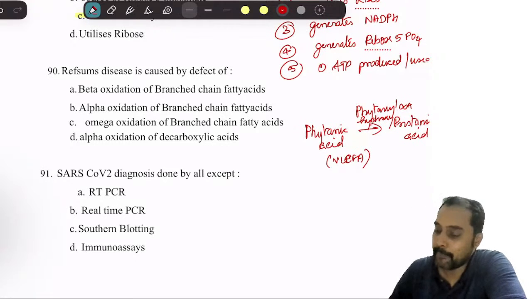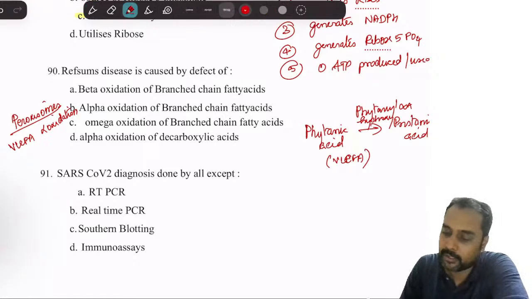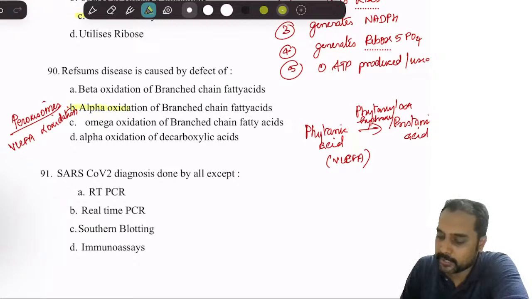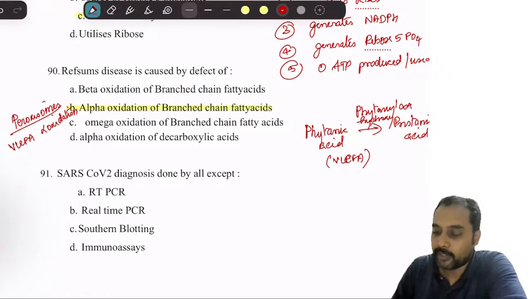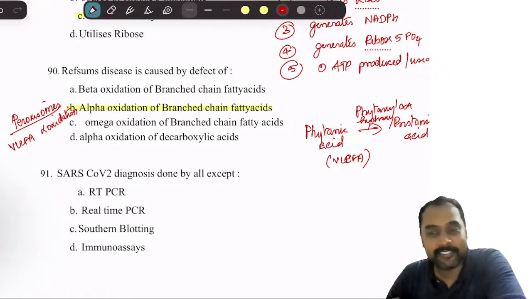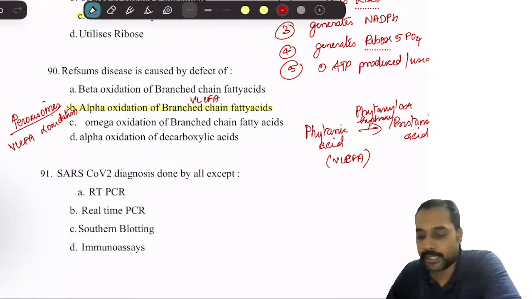Now all this is happening where? It is happening in the peroxisomes. In the peroxisomes, for the VLCFA there is a special type of oxidation. It is called alpha oxidation. So alpha oxidation of branched chain fatty acids, in the sense it is the other name for VLCFA. Okay. That's all. Right? Good.